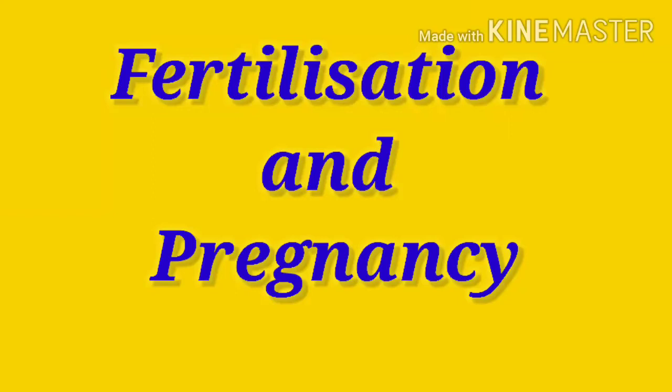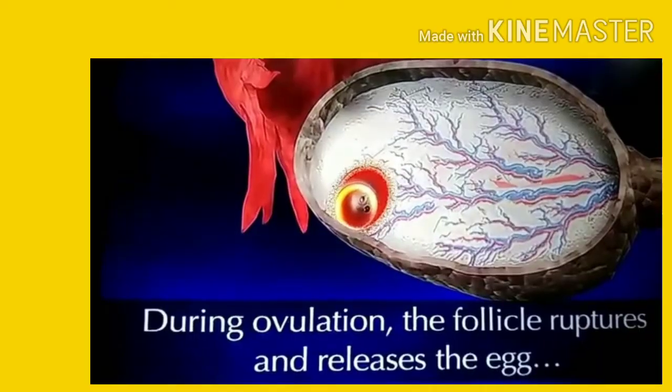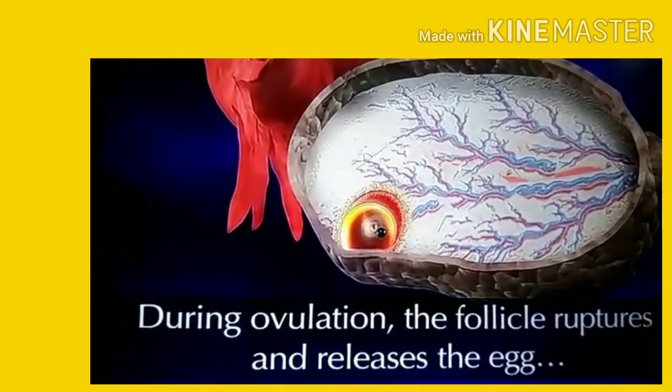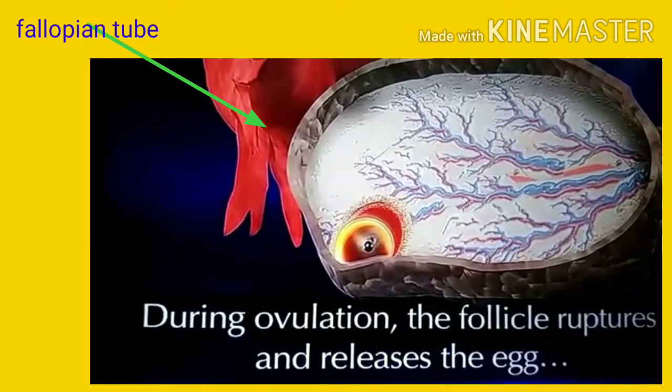In the last video, you have learnt about the male reproductive system and the female reproductive system. Now today we will discuss fertilization and pregnancy in humans. So the sperms, that are the male gametes, when discharged, travel upward to the vagina and uterus and reach the fallopian tube.